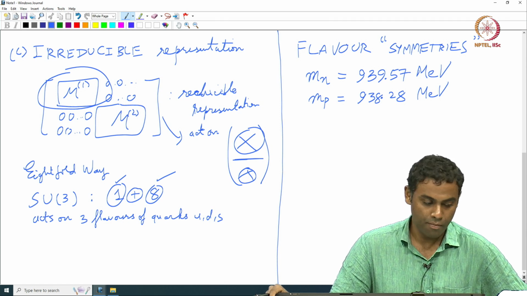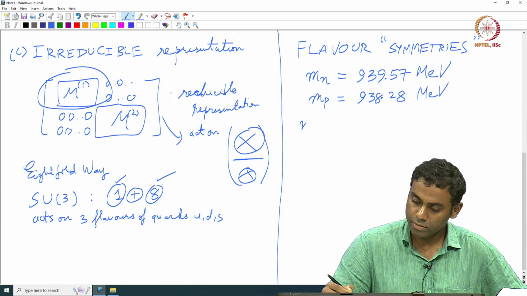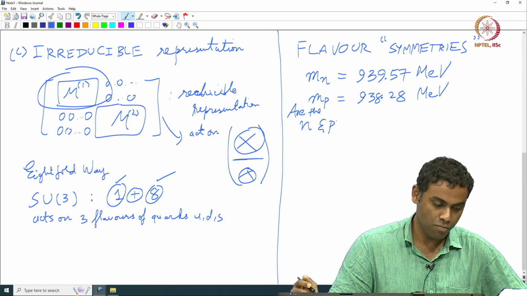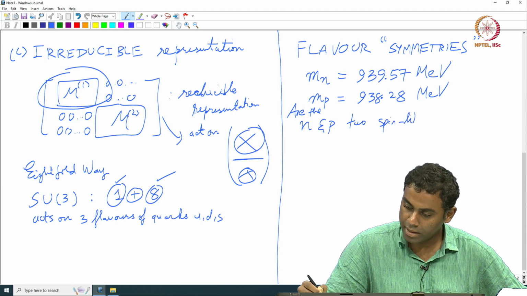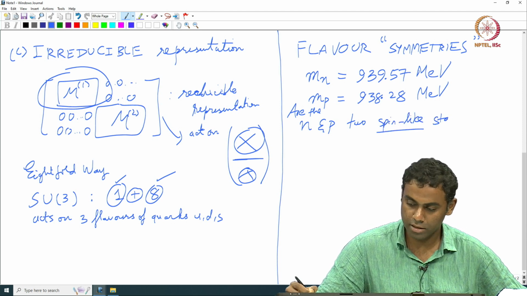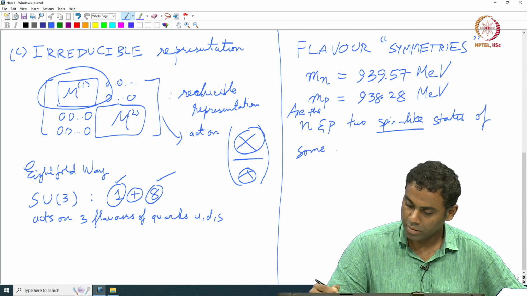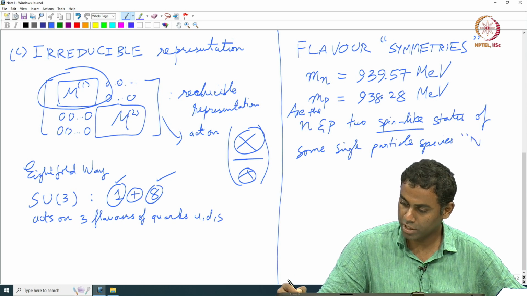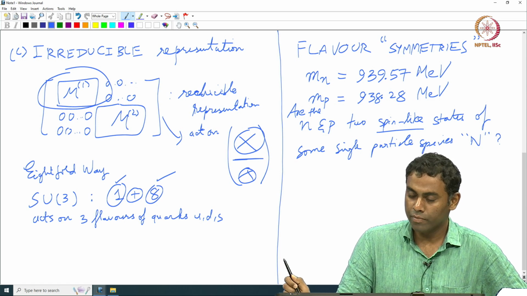So, this made Heisenberg wonder whether the neutron and proton are two spin-like states of some single particle species, which we can just call N to stand for nucleon. Okay. So, this is what Heisenberg wondered.